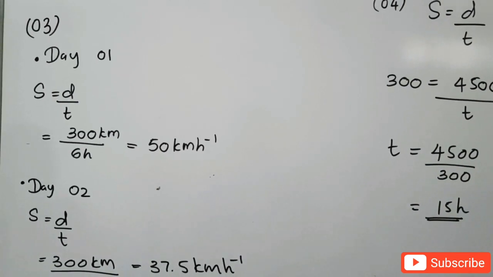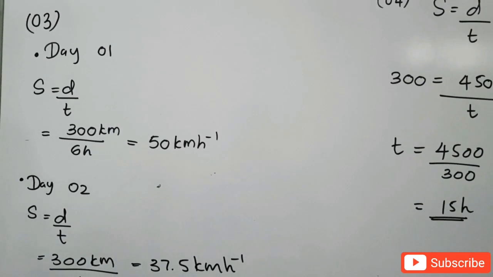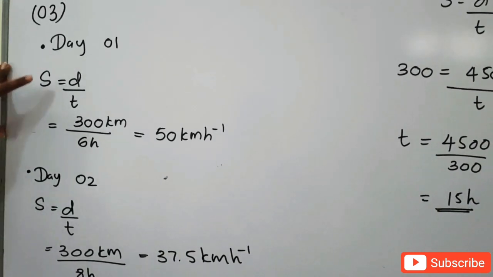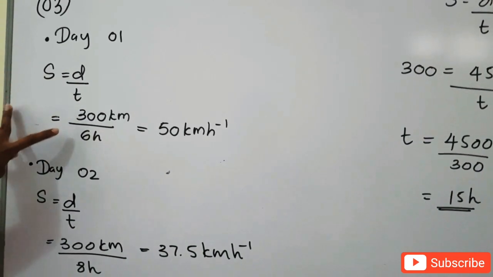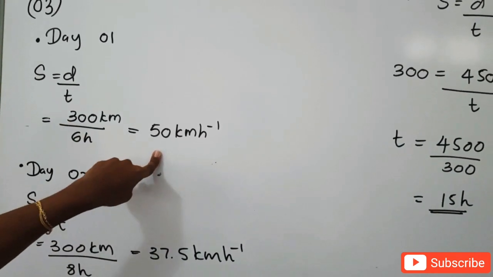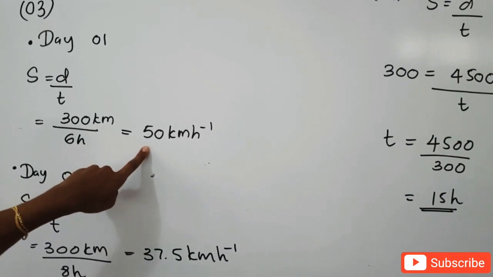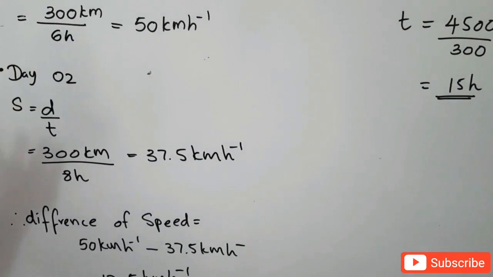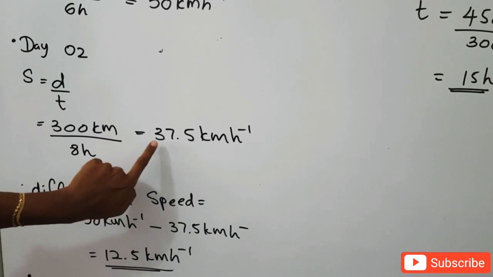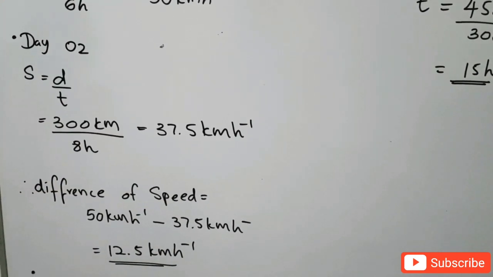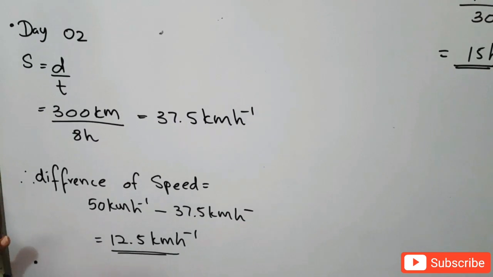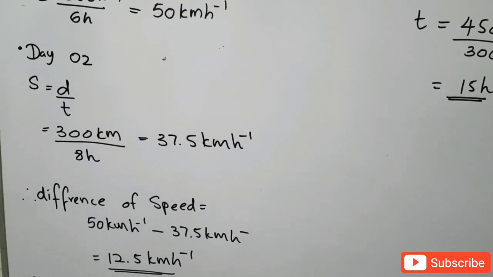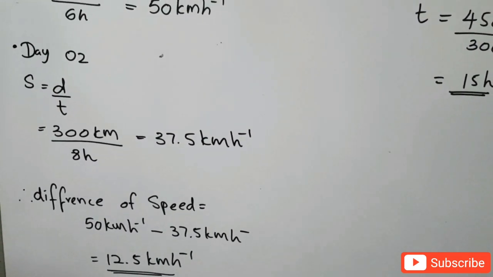In that, first you can understand that there are 2 different speeds. On day 1, speed is equal to distance over time. 300 over 6 will give us, on the first day, 50 kilometers per hour. And on the second day, you can see it has gone the same distance, that means 300 over 8 will give us 37.5 kilometers per hour. Finally, the question asks for the difference between the speeds. So 50 minus 37.5 will give us 12.5 kilometers per hour.